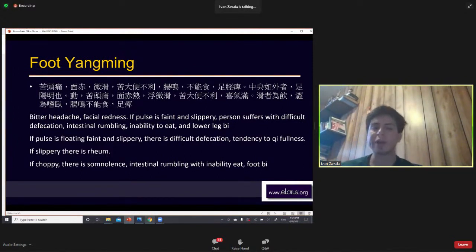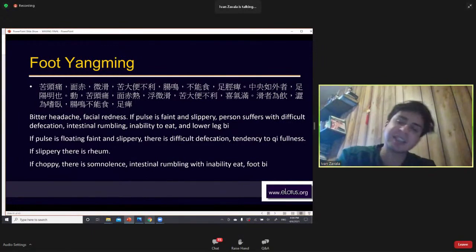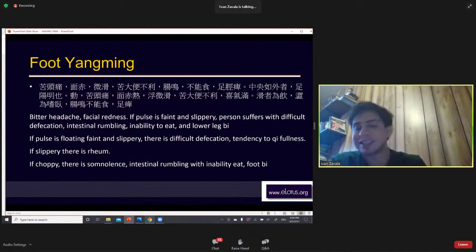The pulse is floating, faint, and slippery. There's difficult defecation, tendency to cheerfulness. Floating is the exterior manifestation. Faint is the yang becoming weak, and the slippery is the heat exuberance. That's the difficult defecation, tendency to cheerfulness. Yang is stuck. That's why it's faint, right? Yang is stuck. That's why it can't move. So you get cheerfulness.